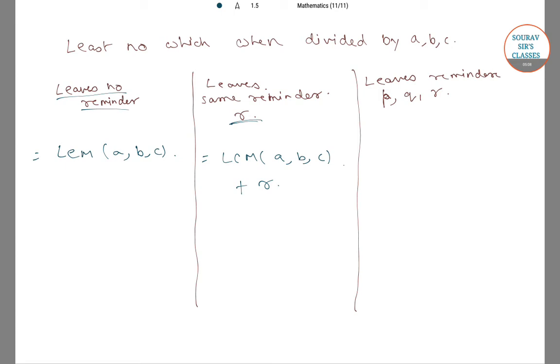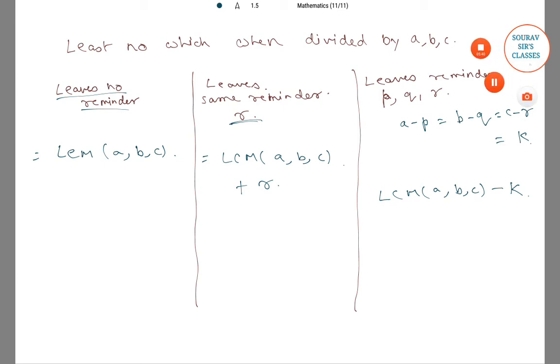And if we are given a question like: find the least number which when divided by A, B and C leaves remainders P, Q and R, where A minus P is equal to B minus Q is equal to C minus R, which is equal to say K, then in this situation the answer would be the LCM of A, B, C minus K.